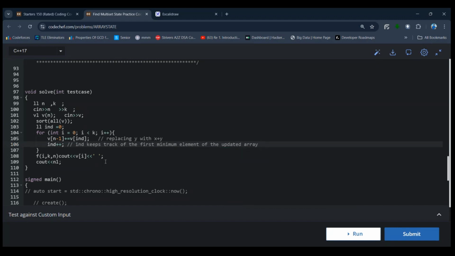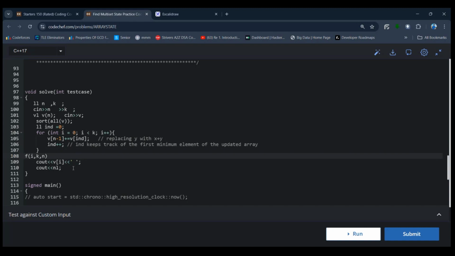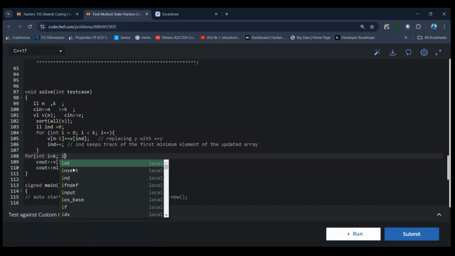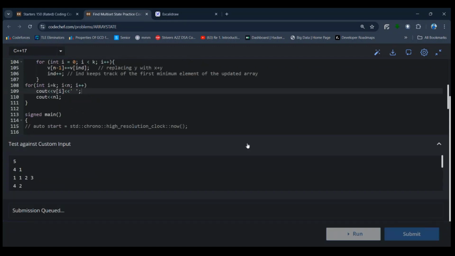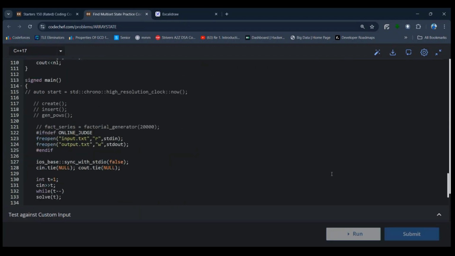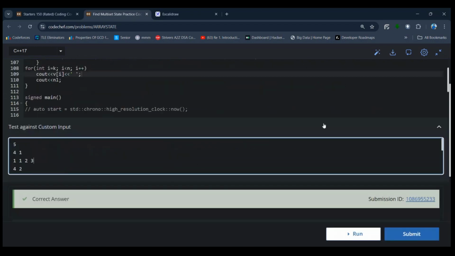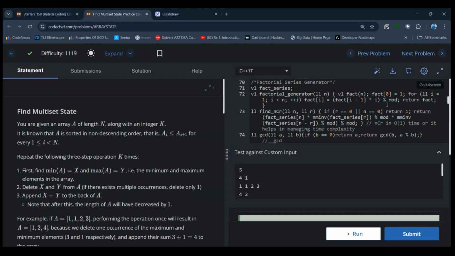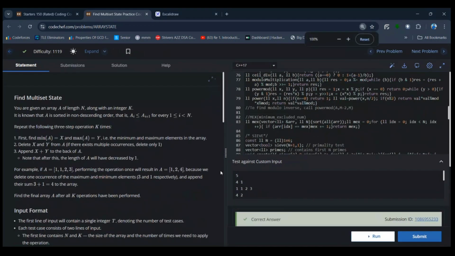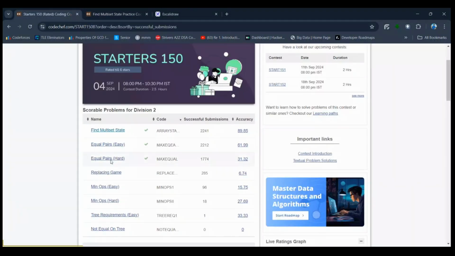Is the approach clear? The solution is clear, or do you have any doubts on it? Just let me know. Is the approach clear to you, everyone? Yes, sir. So let's move to the next question.